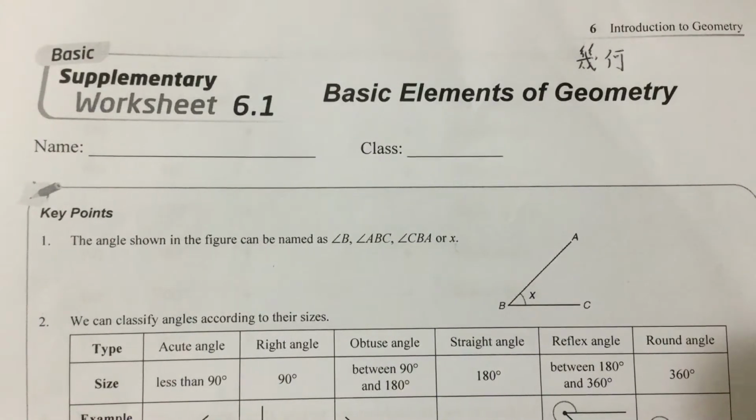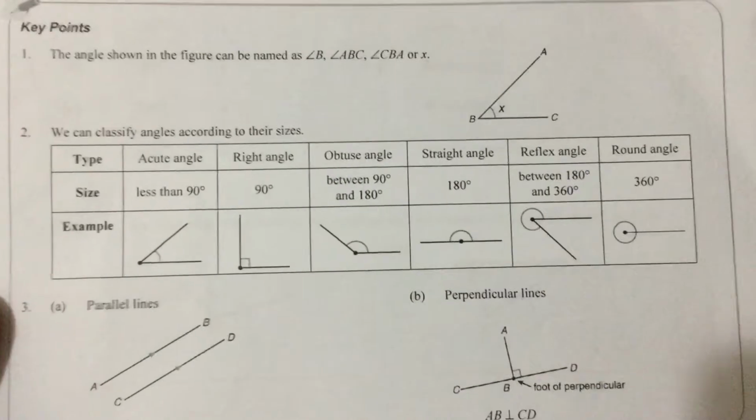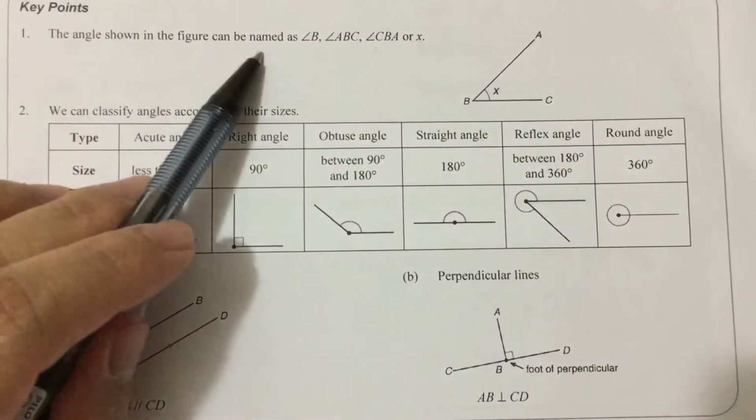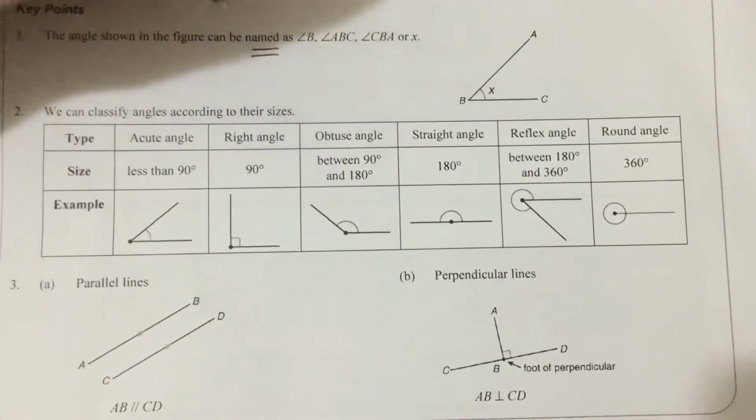So first of all, we will introduce some key points in this video, so make sure that you learn some basic concepts in this topic. First of all, we are going to do the key points. Let's look at these key points. Number 1. The angle shown in the figure can be named. Named in Chinese is called 命名.